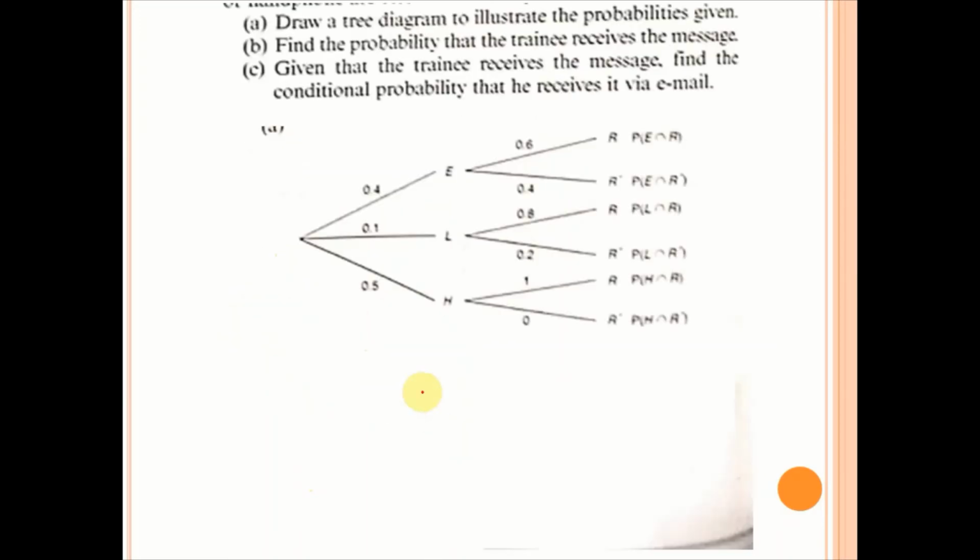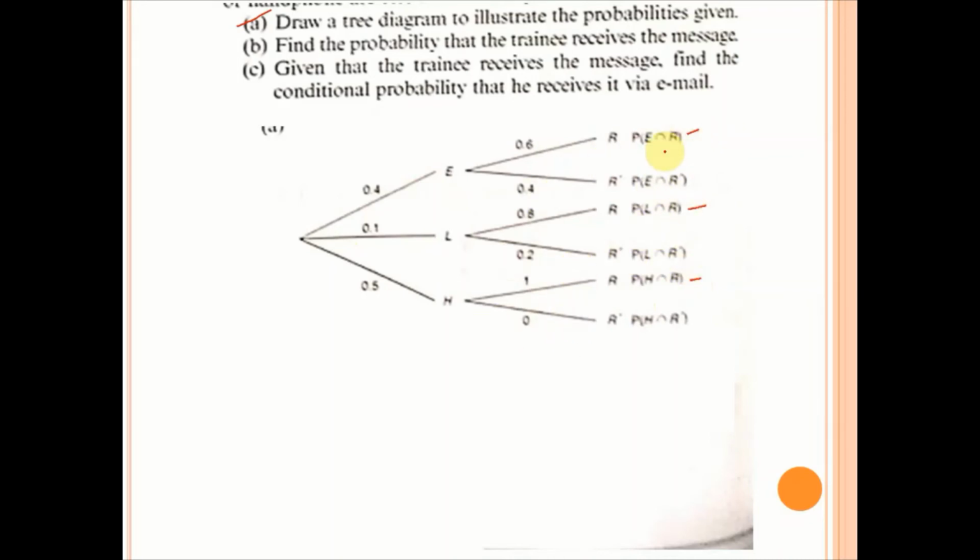Okay, so now let's try to answer the question. Ni tadi sama macam I punya tree diagram kat belakang. Okay, A dah. B: find the probability that the trainee receives the message. So, yang receive mana? Kalau dia guna email, receive adalah at this part. Kalau dia guna letter, receive this part, sebab ini yang tak receive, R prime. Kalau dia guna handphone, receive is this part. So, dia nak cari probability that the trainee receives, tak kisahlah guna apa pun. So, macam mana nak kira? Kita kena tambah yang ni.